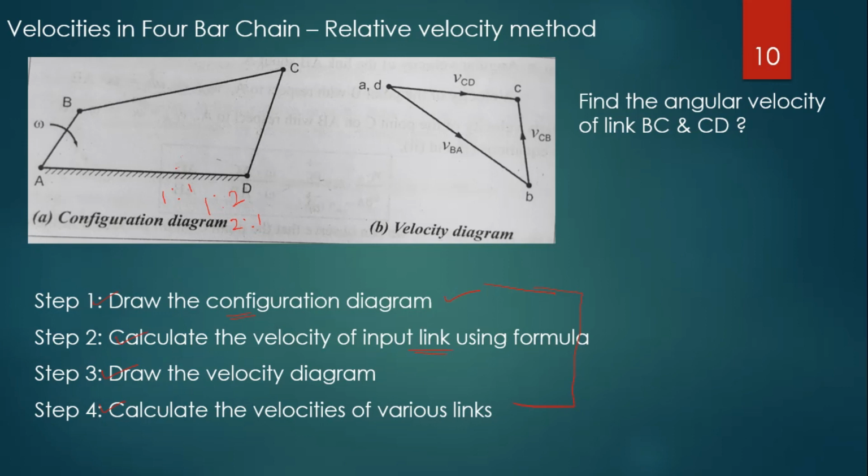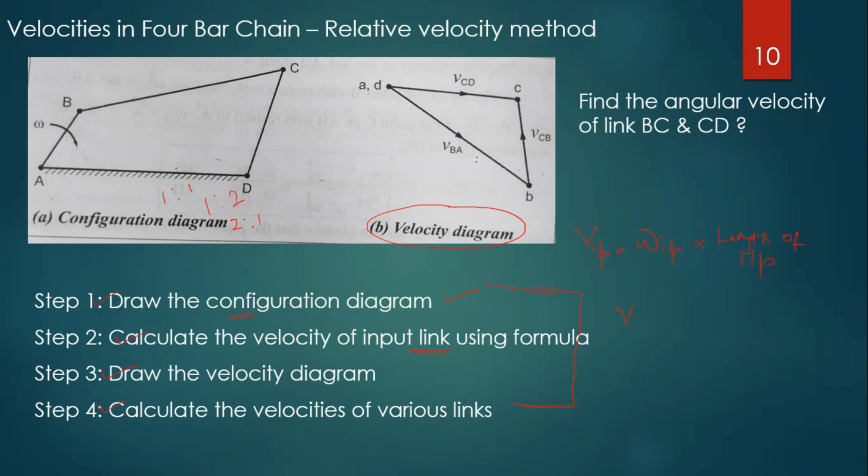This is called a velocity diagram. In order to draw this velocity diagram, the velocity of at least one link is required. Usually in the given problem, the length of the link and the speed of the links are given. Then the velocity of the input link is equal to the angular velocity of the input link into the length of the input link.